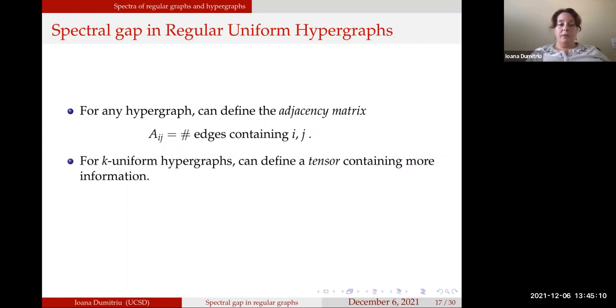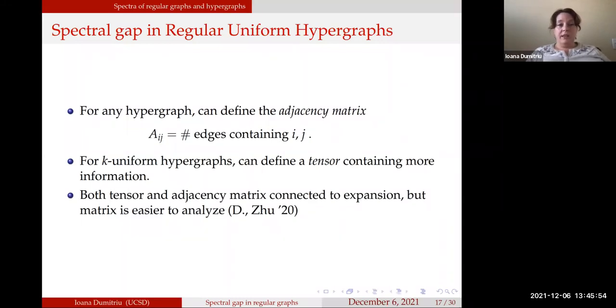Now for k-uniform hypergraphs, instead of this matrix, you can define a tensor that contains complete information about the hypergraph. I should note that the adjacency matrix does not contain full information about the hypergraph, because you can't necessarily reconstruct the hypergraph from the adjacency matrix. You can from the tensor, but the tensor is much harder to work with, because even though we now have a good idea of what tensor eigenvalues ought to be like, the properties of tensor eigenvalues are not the same as for matrices, so it's a more difficult problem to work with.